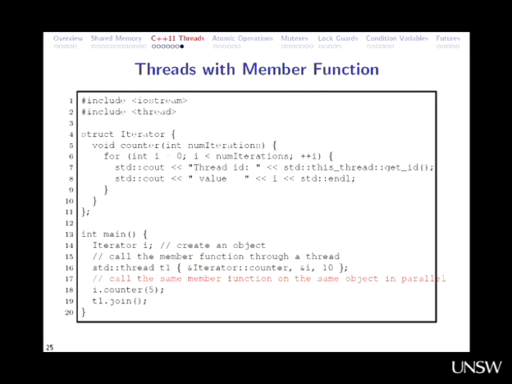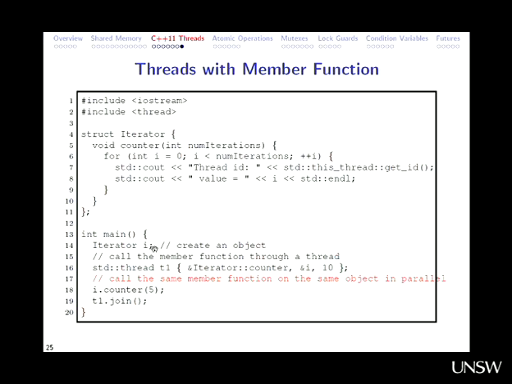Okay, so here I have the same setup again. So we've looked at function pointers, we've looked at functors, we've looked at lambda functions. Let's look at member functions. So for threads of a member function, I have a struct or a class called iterator. I then have this counter function again. This is a member function of that struct iterator.